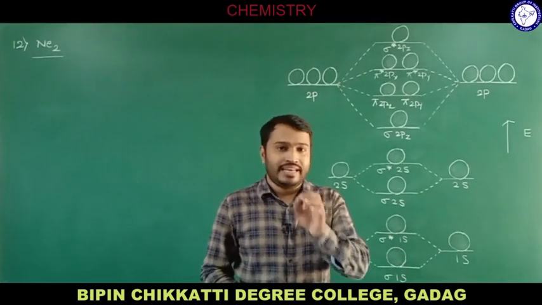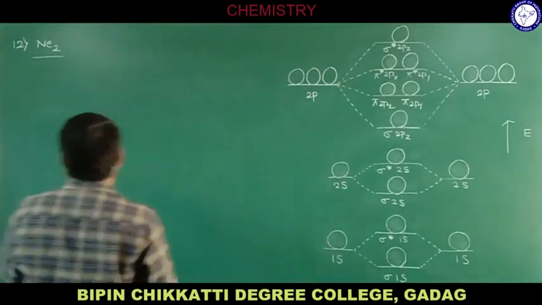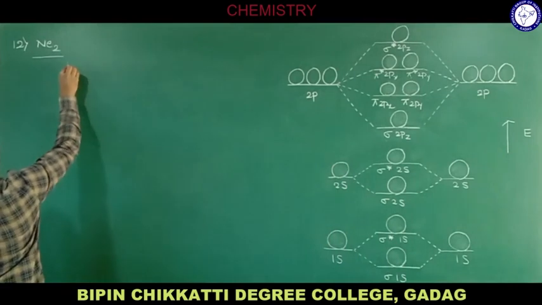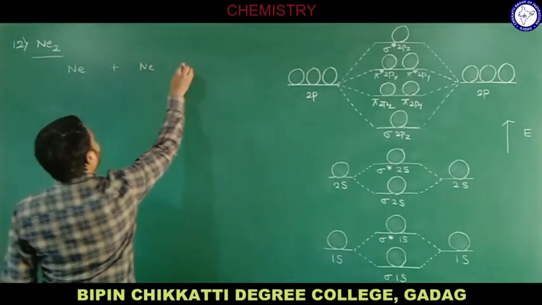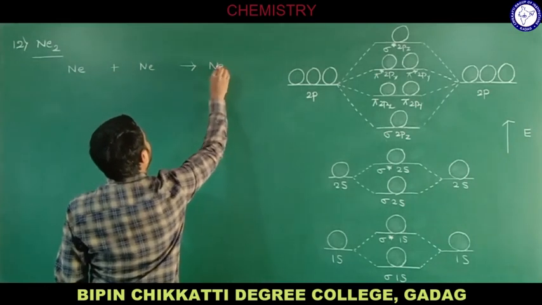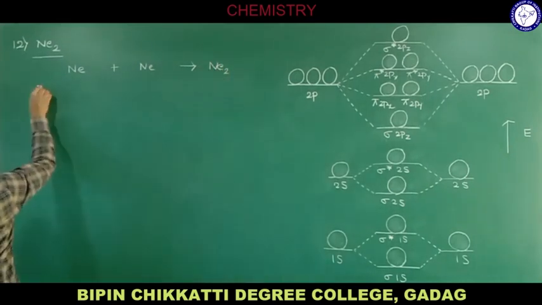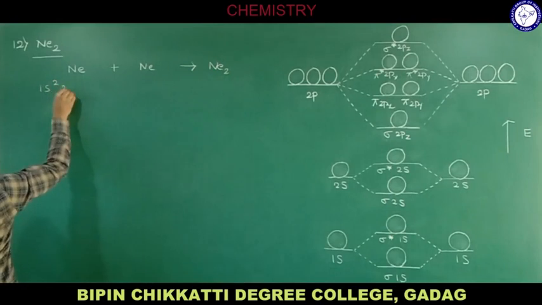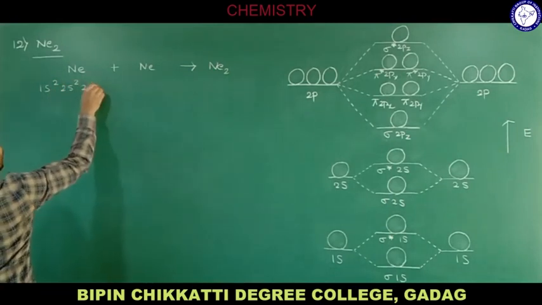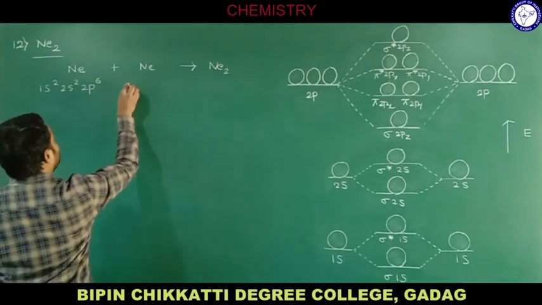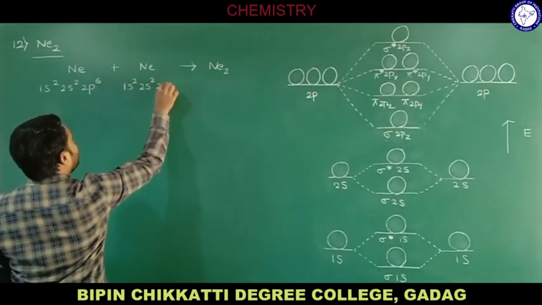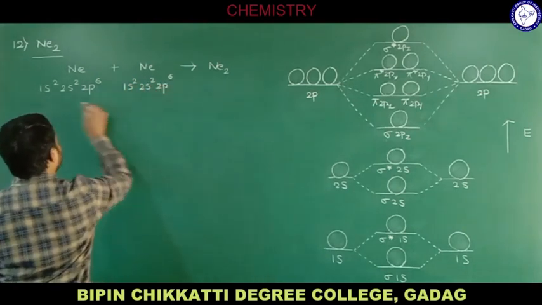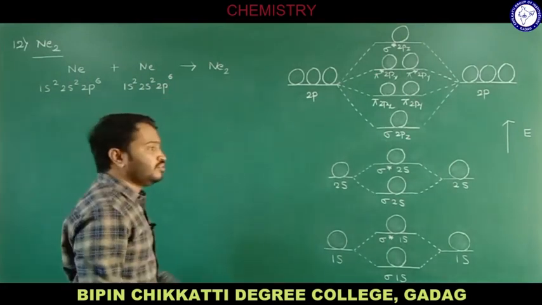Example 12, Ne2. Neon it is. One neon atom combines with one more neon, and we get a Ne2 molecule. The atomic number of neon is 10. Therefore the electronic configuration will be 1s2, 2s2, 2p6, and here also 1s2, 2s2, 2p6. If you observe the valence shell, we have 8 electrons.